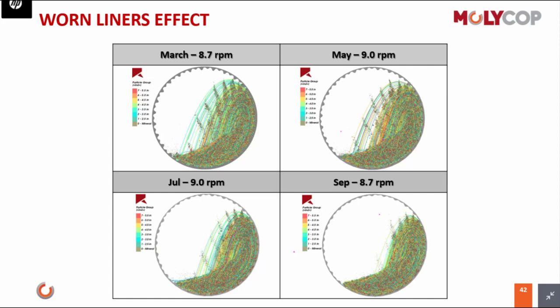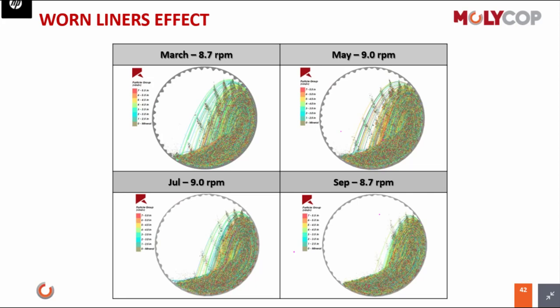if the motor, if the power is available. Then in July, they continue running the mill at 9 RPM, and you also notice they are losing much more impact at the toe. And at the end, in September, they run the mill at 8.7 RPM again, and they are not having any impact.